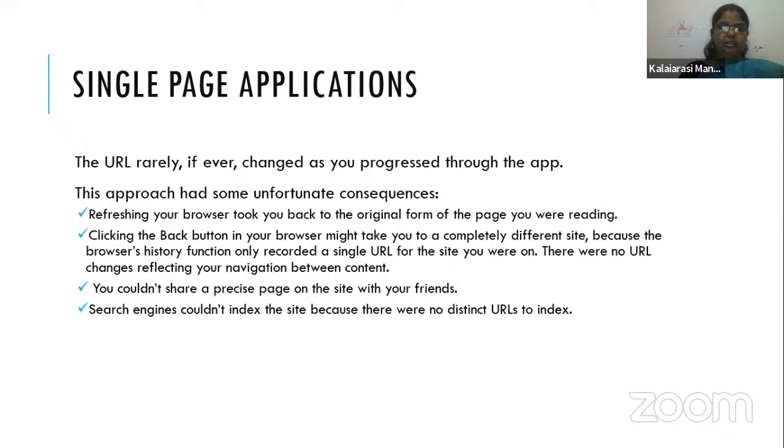And then let me go through a few points of a single page application. The URL which you can see on the top rarely changes. So what that means is, suppose we are on Amazon, or let us take the example of Facebook itself, because it is built on the technology of React.js. So let us go with Facebook itself.